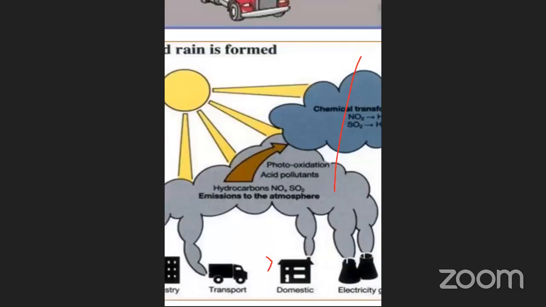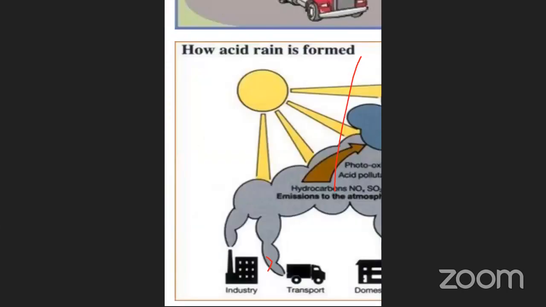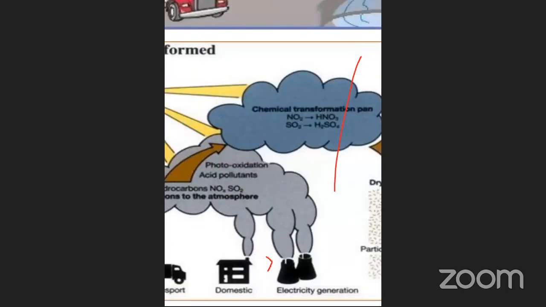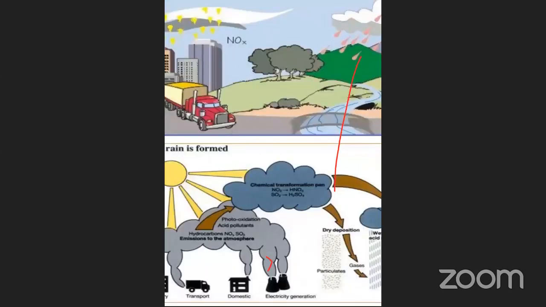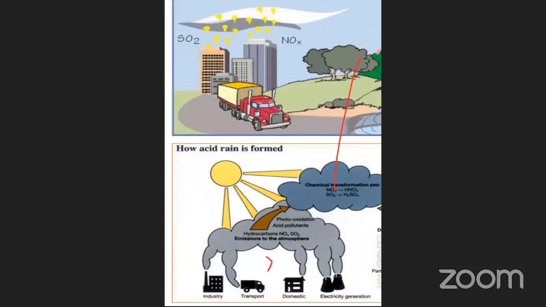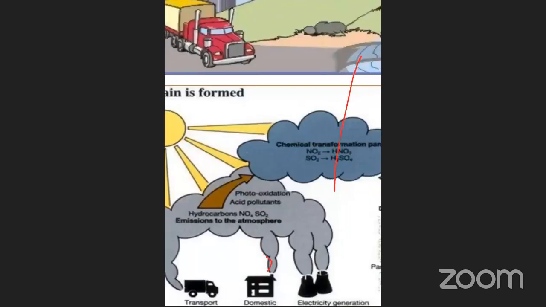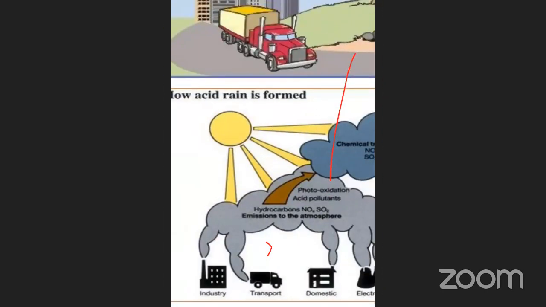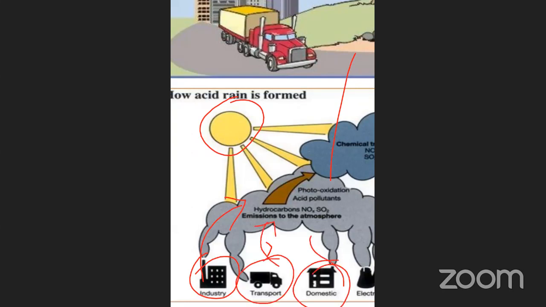You can see another picture of how acid rain is formed. One picture is given here. What is this picture? This is the sun, the ultimate source of energy. Industries, you can see here, they release harmful gases. Then transport, that is coal and petroleum, also releases harmful gases. Domestic purposes, what we are using, also release harmful gases, right?